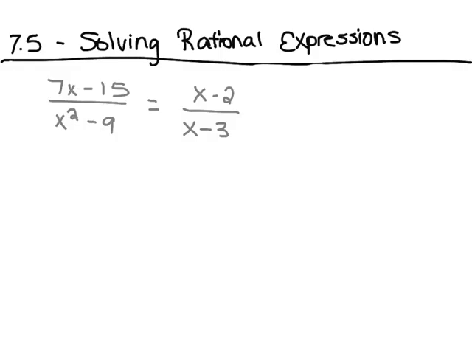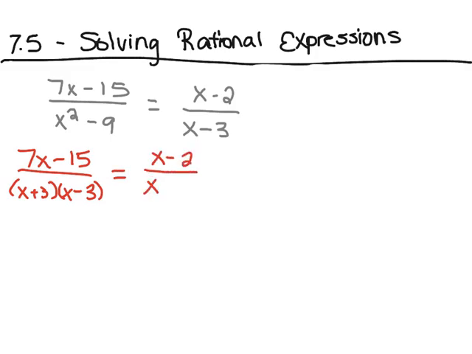For this one, we're going to have to factor first. So this is a difference of squares. So we have (x plus 3)(x minus 3), and over here we have (x minus 2)(x minus 3). So we know our non-permissible values for x will be x cannot equal 3 or negative 3. Now we have to multiply to make them the same. So on this side, we're going to have to multiply by x plus 3. This makes the bottoms the same.